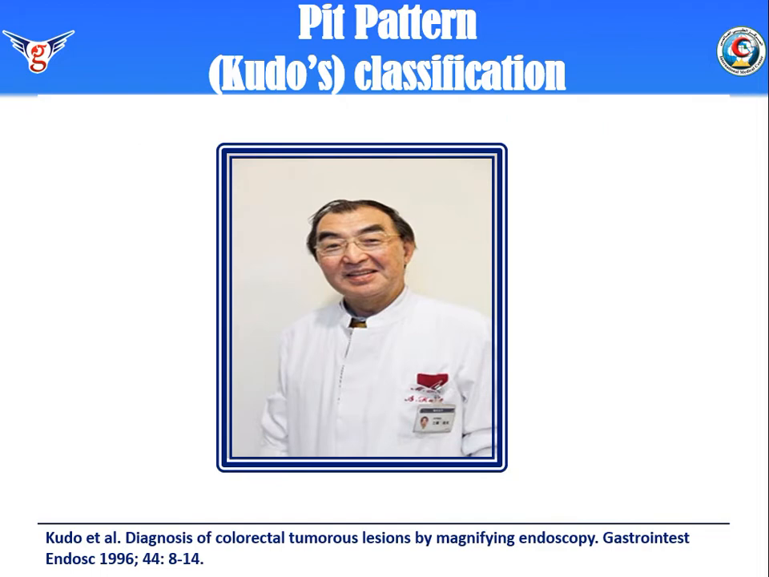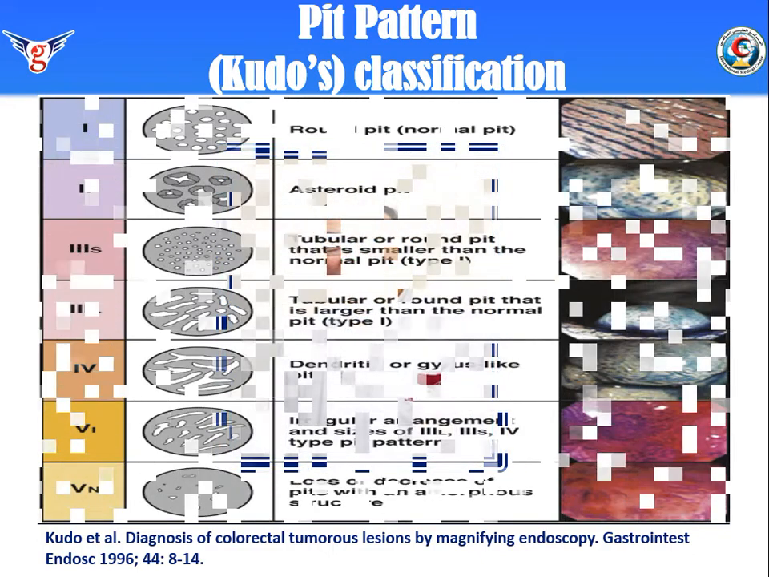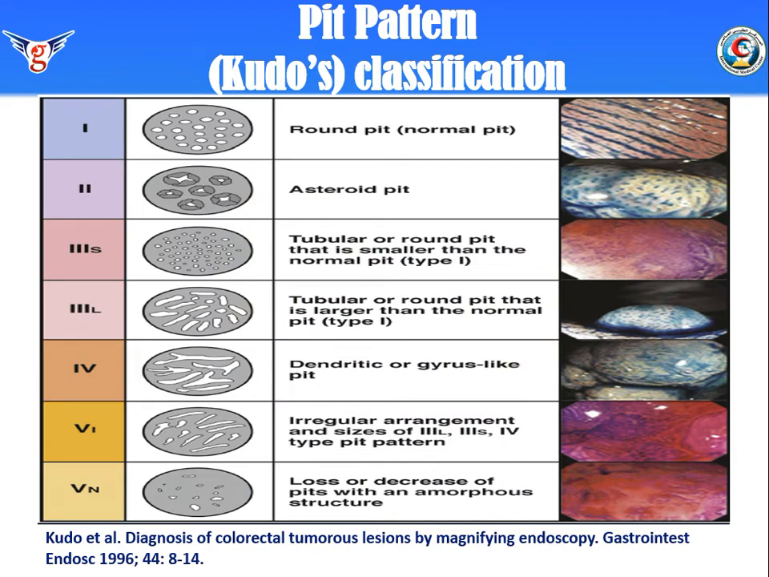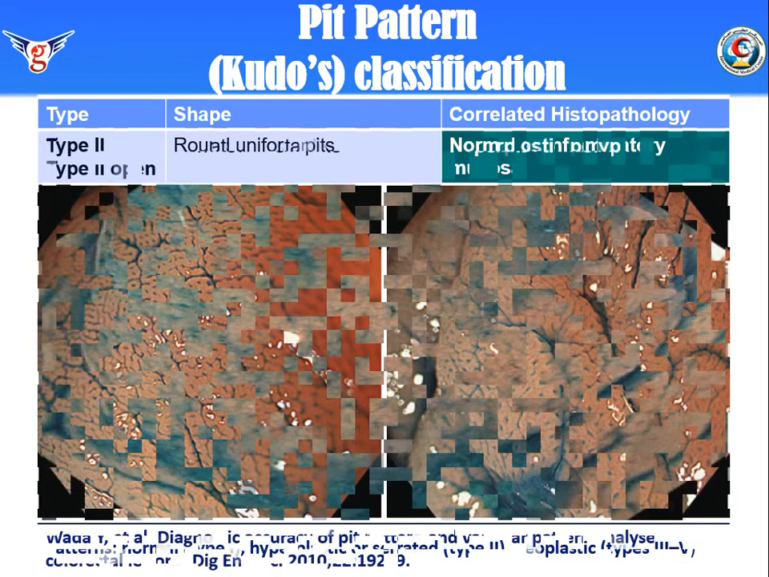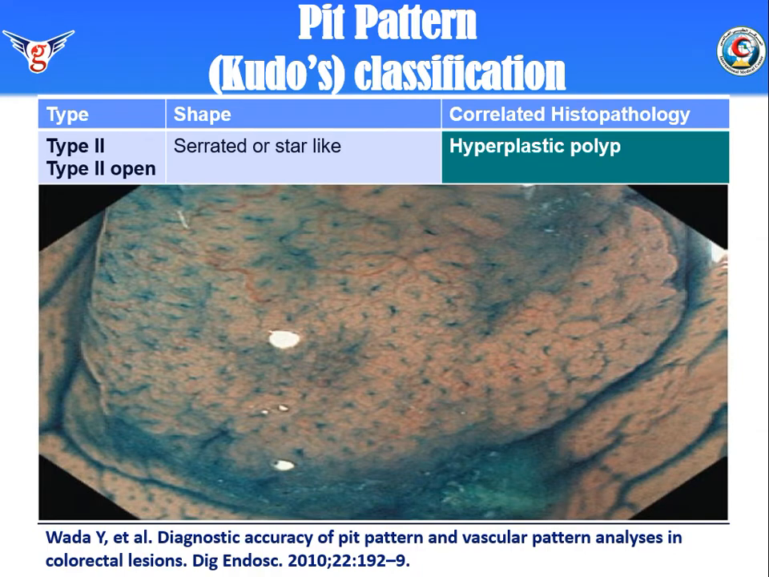Kudo found that the surface pit pattern is correlated with the pathological diagnosis of the neoplastic lesion. Therefore, he used the magnifying endoscopy plus the conventional chromoendoscopy to classify the pit pattern into 5 main types, and validated the association between each type and specific pathological diagnosis. Type 1 pit pattern has round uniform pits and is associated with normal or inflammatory mucosa. Type 2 pit pattern has serrated or star-like pits and is associated with hyperplastic polyp.